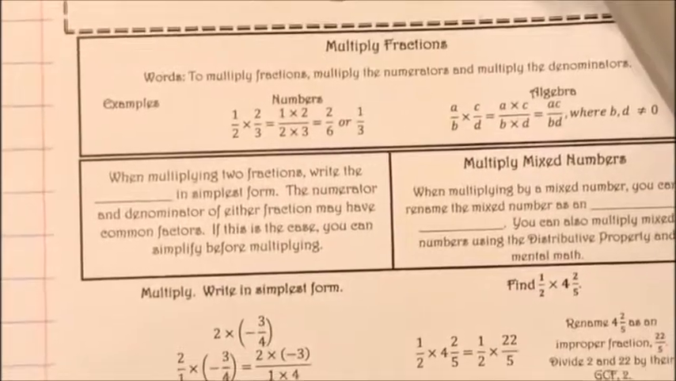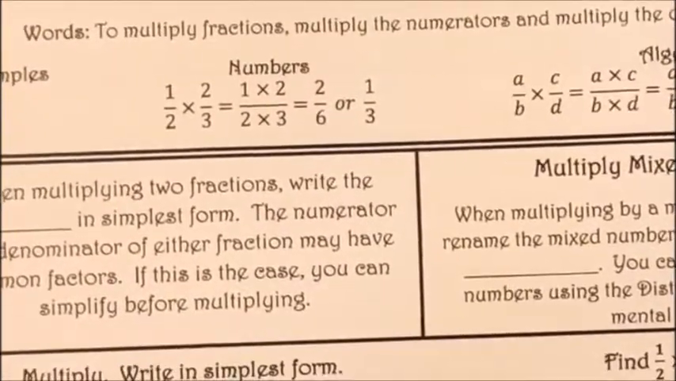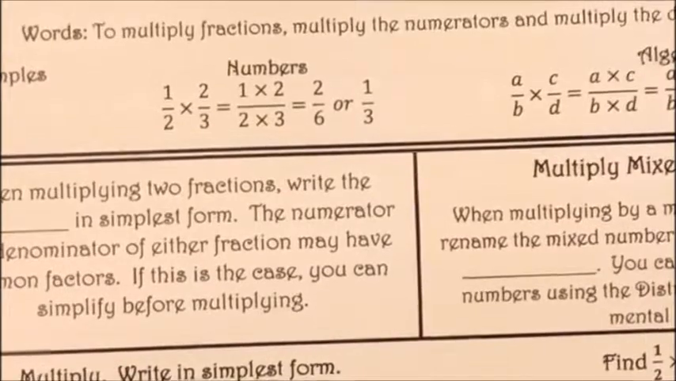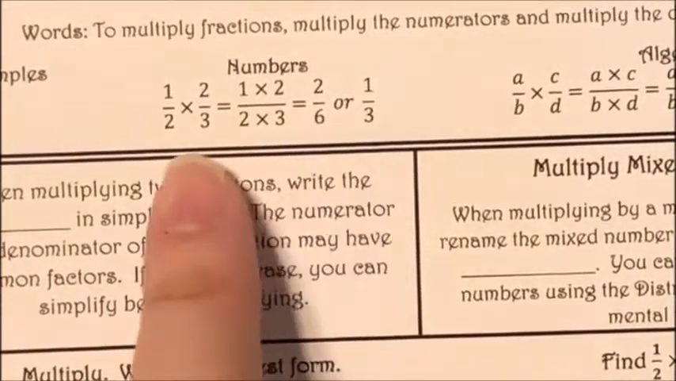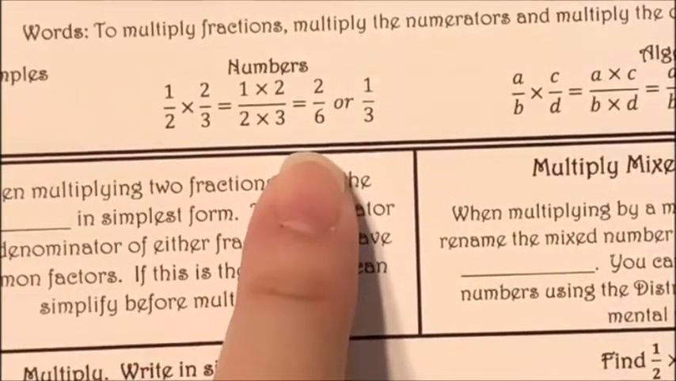So an example, I have 1/2 times 2/3. I just multiply the numerators together. 1 times 2 is 2. 2 times 3 is 6. So I get 2/6, which I can then simplify to 1/3.